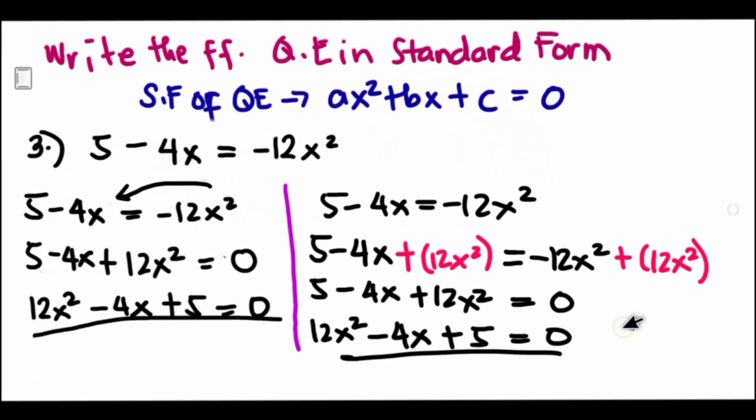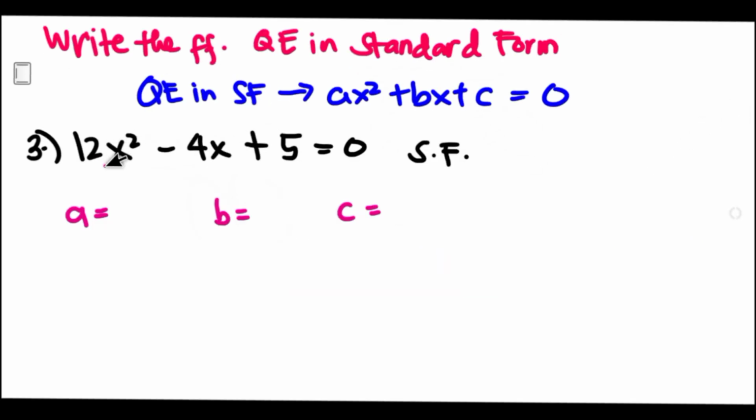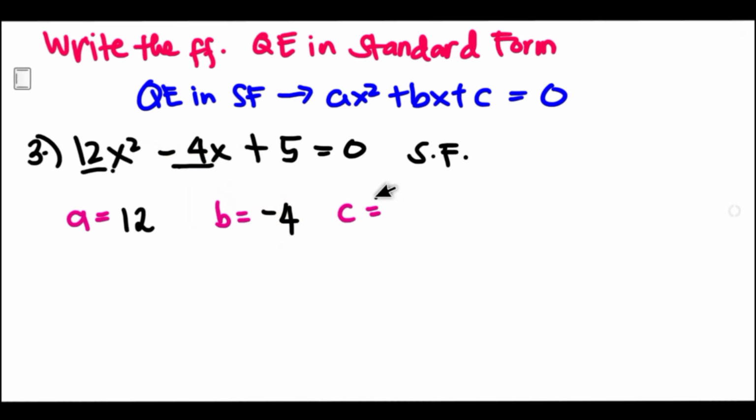So, ito po yung standard form. So, ito na yung standard form niya. 12x squared minus 4x plus 5 is equal to 0. So, identify na natin yung value ng a, b, and c. Ang a ay yung kasama ni x squared, 12, positive 12. Kasama naman ni x ay negative 4. At yung constant naman ay 5. So, ito po yung value ng a, 12. Value ni b is negative 4. Value ni c is positive 5.